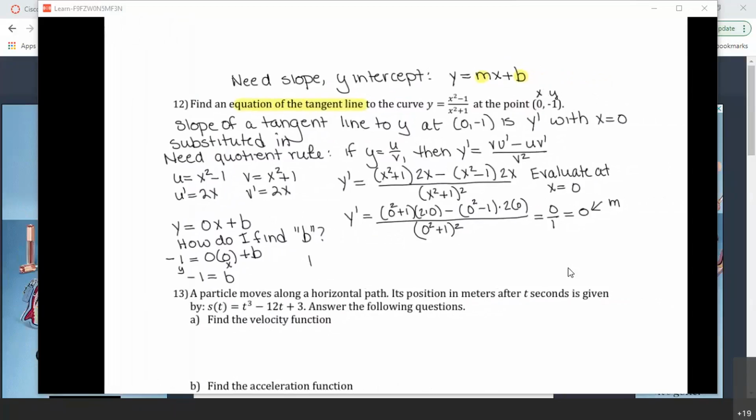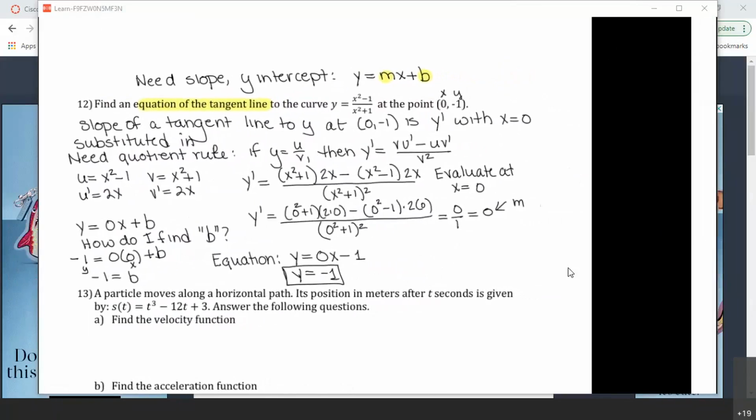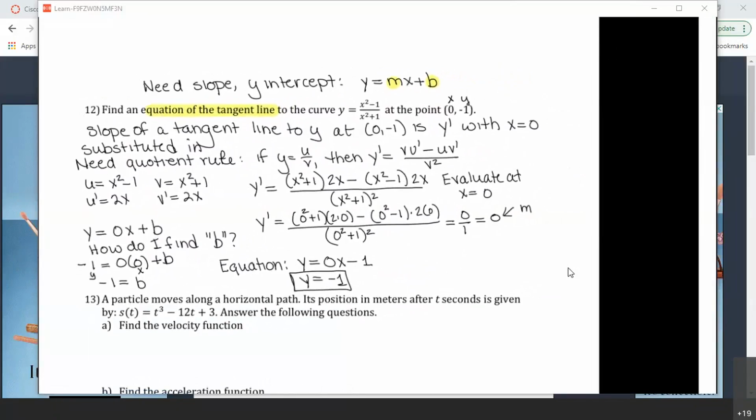So now your equation is y equals 0x minus 1, or y equals negative 1. So your tangent line to your curve is actually a horizontal line at y equals negative 1. Don't think that your slope can never be 0. Of course it can. That's true when you've got a horizontal line.